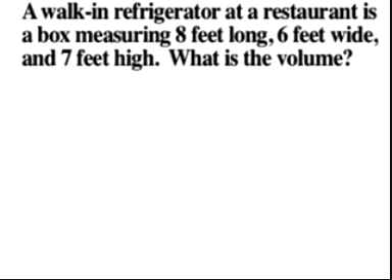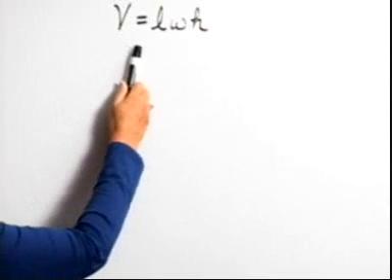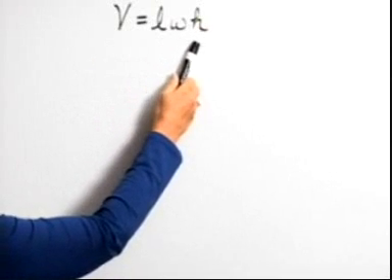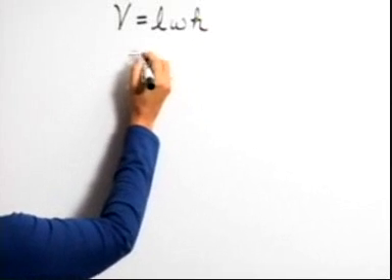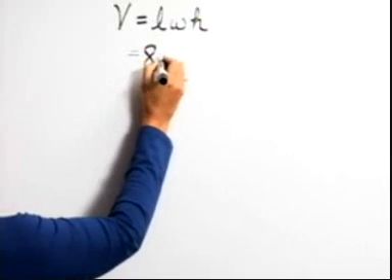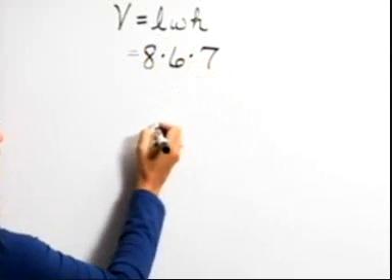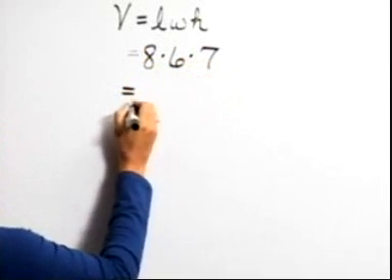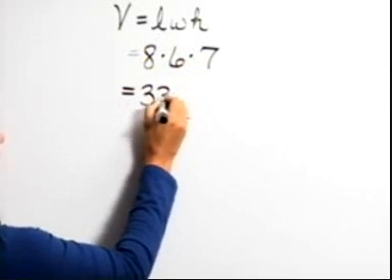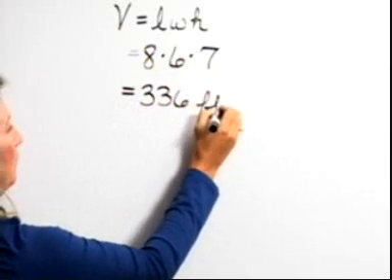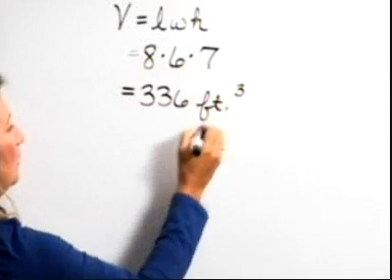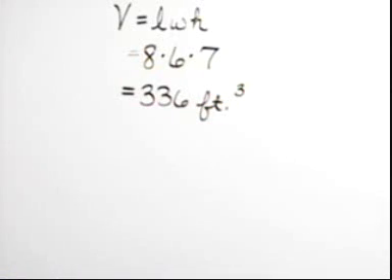A walk-in refrigerator at a restaurant is a box measuring 8 feet long, 6 feet wide, and 7 feet high. What is the volume? Volume is given to us as length times width times height. In the problem, we're told that the length is 8 feet, the width is 6 feet, and the height is 7 feet. 8 times 6 times 7 gives us 336, and since it's a volume, it's feet cubed, so 336 feet cubed.